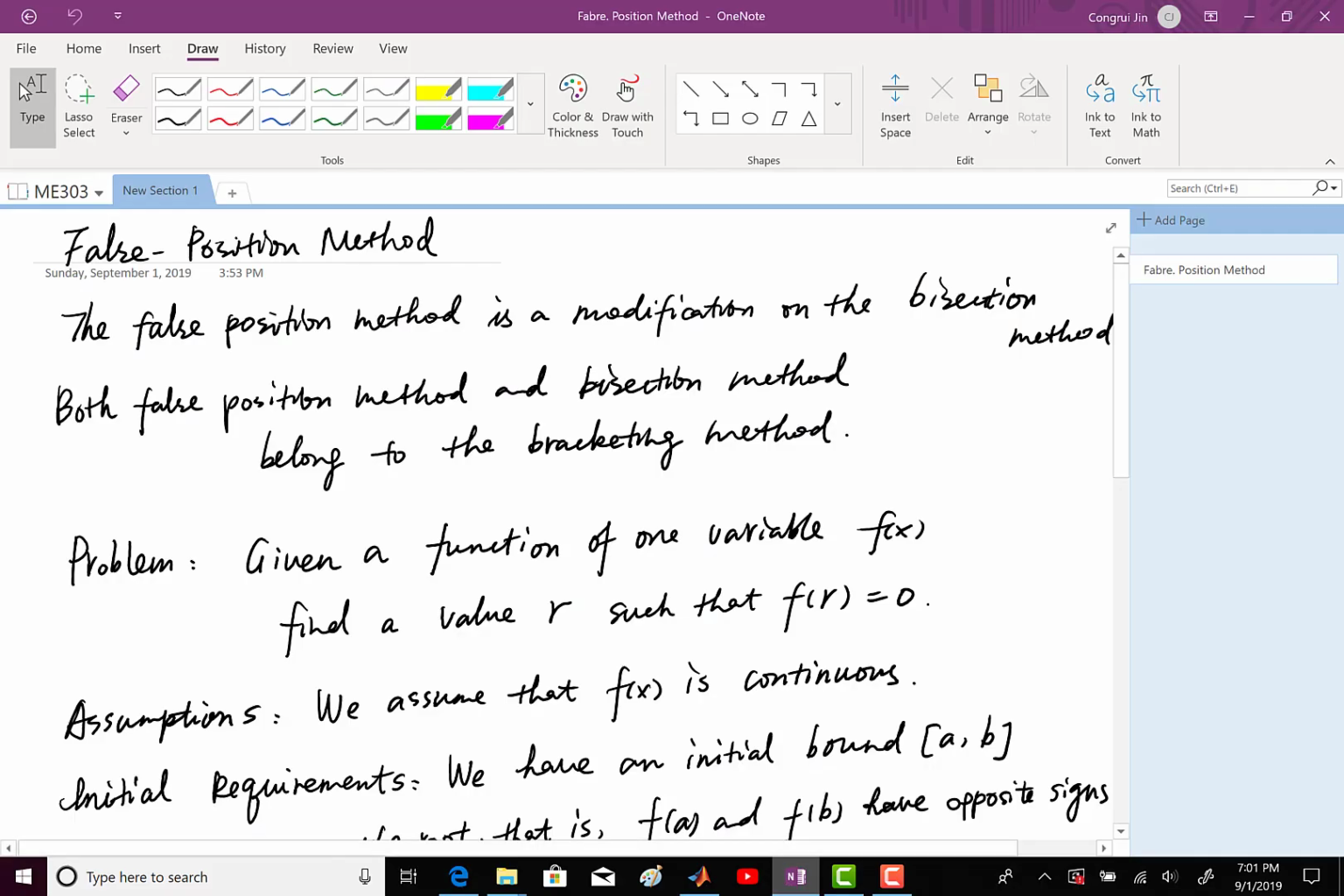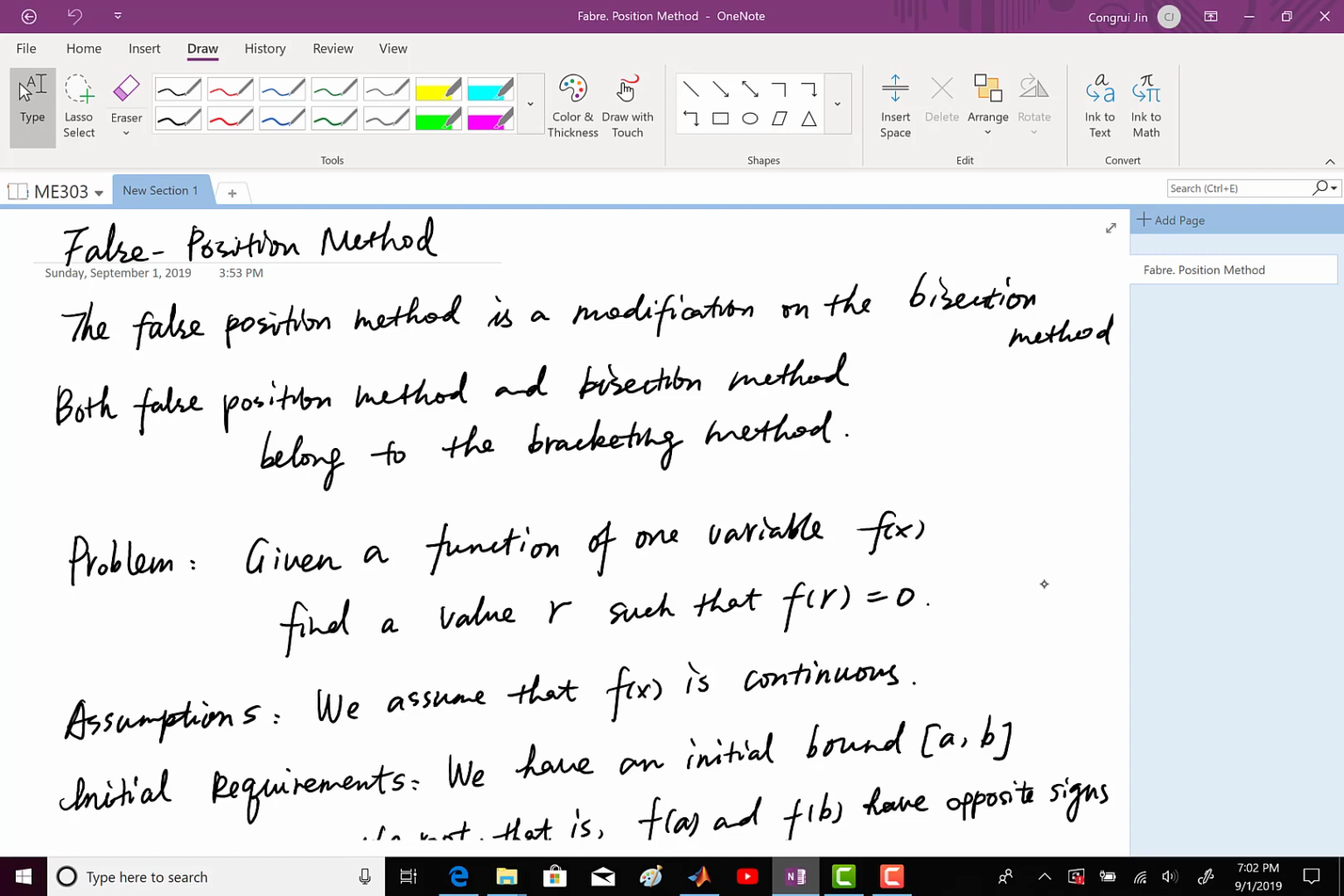Hello everyone. In this video, we will talk about a new topic, the false position method. The false position method is a modification of the bisection method. The two methods are very similar. Actually, both of them belong to the bracketing methods. This is because both of them start with an initial bound a to b, which brackets the root.